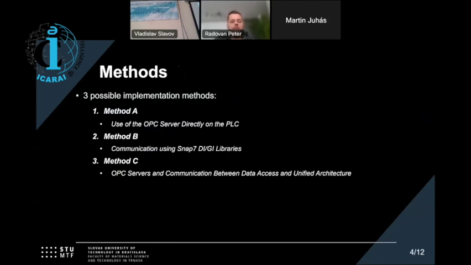So, we came up with three possible methods of implementation. First method, method A, is use of the OPC server directly at the PLC. Method B is communication using Snap7 libraries. And method C is open source servers and communication between data access and unified architecture.